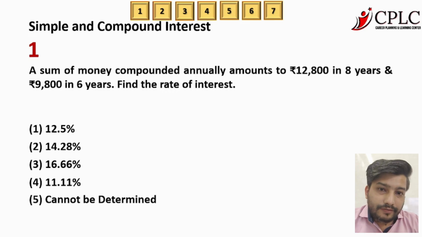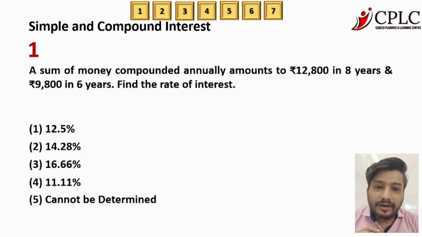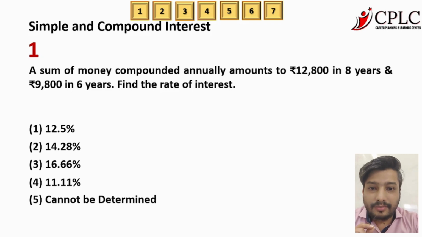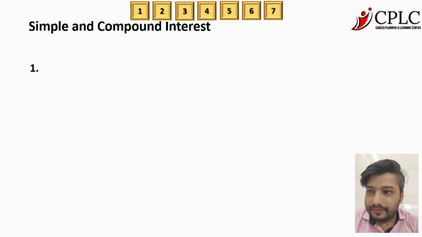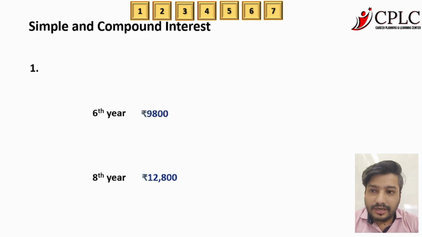Find the rate of interest. So if you remember the property of compound interest, the ratio between two consecutive amounts is always the same. Here they have given the 8th-year amount and the 6th-year amount. They have not given the 7th-year amount. So take the ratio for the 8th year and the 6th year, that is 12,800 and 9,800.